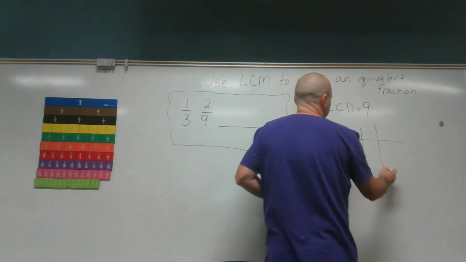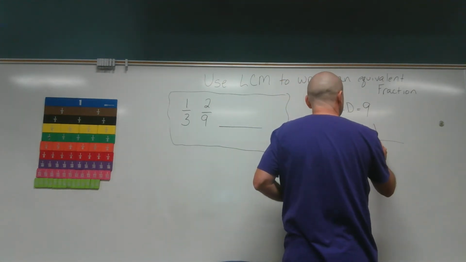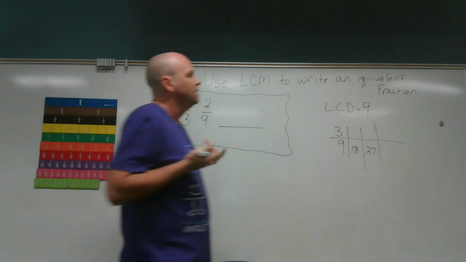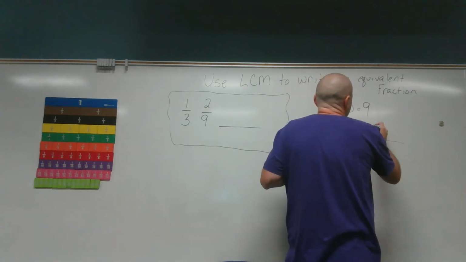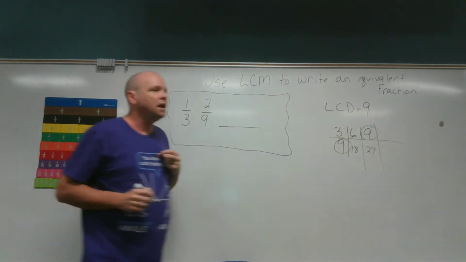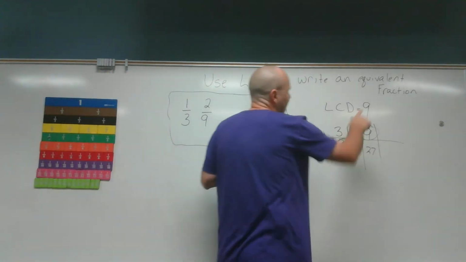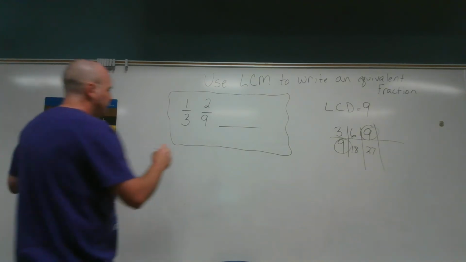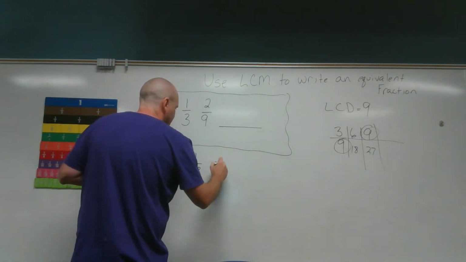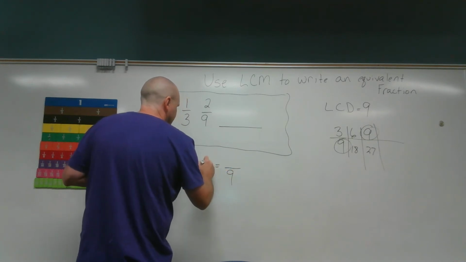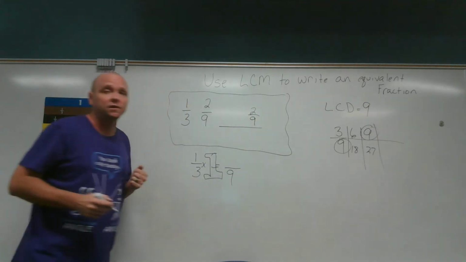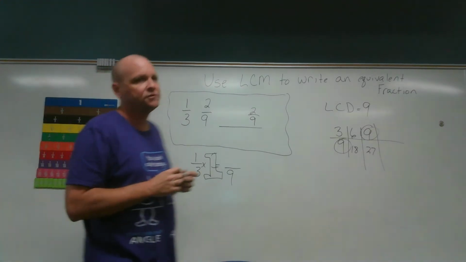Okay, so let's go 9, 18, 27. Usually I would start with the smaller one, but I'm just trying to prove a point today. 3, 6, 9. 9 is my least common denominator, as was predicted by the class. Now I need to change 1/3 into something over 9 by multiplying that by a fraction that equals 1. 2/9 is already over 9. I don't need to mess with it. If it wasn't over 9, then yes, I would have to mess with it.